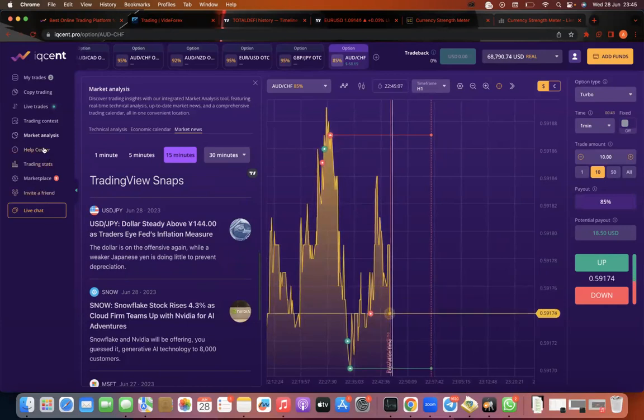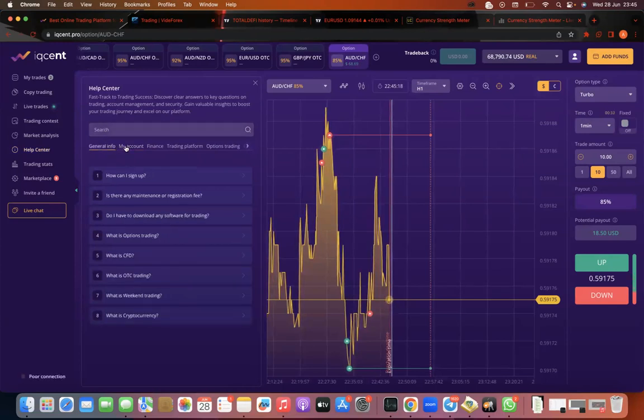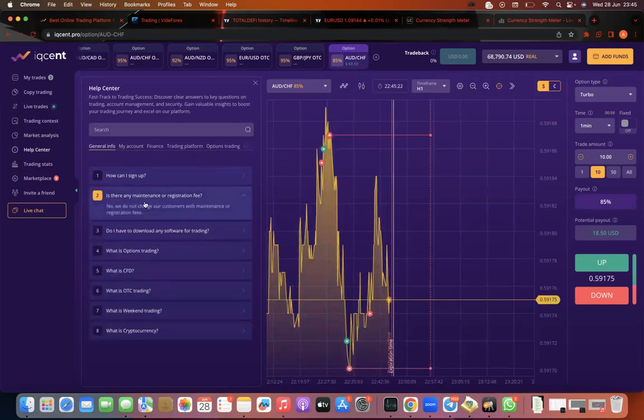Then you have a help center. This help center is one of my favorites. If you have any questions regarding anything, you basically have it on your help center. You can search for it directly here, or you can just check through here to see it. Is there any maintenance fee or registration fee? No, we don't charge customers a maintenance fee. Okay, what is CFD?